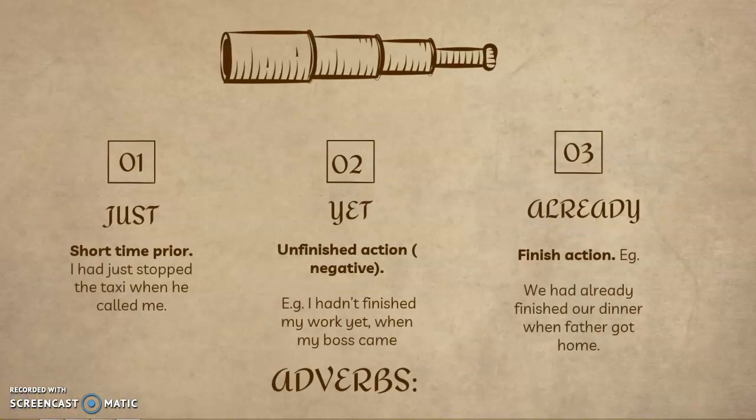We can also use other adverbs besides just, the one that I just explained. Yet, when we talk about an unfinished action, but in this case we need a negative form. So for example, I hadn't finished my work yet when my boss came. Okay, it means that I didn't finish my work for my boss. Okay, and already, when we talk about a finished action, we have these examples. We had already finished our dinner when our father got home.